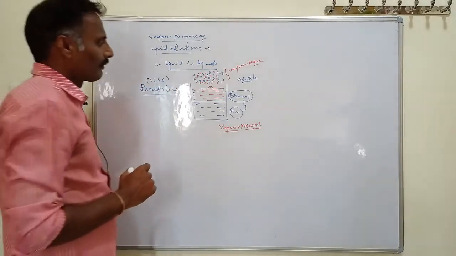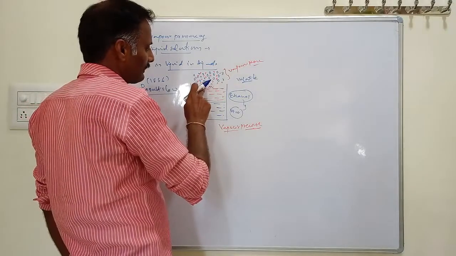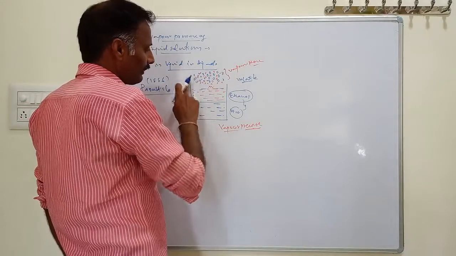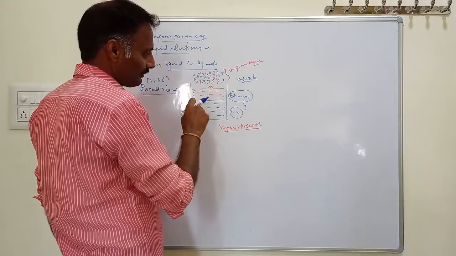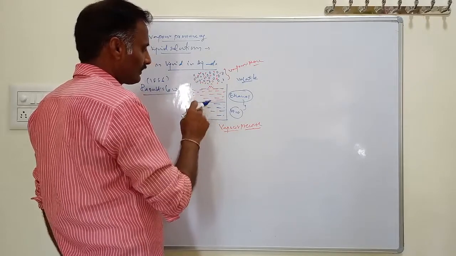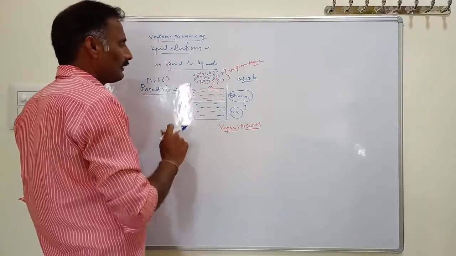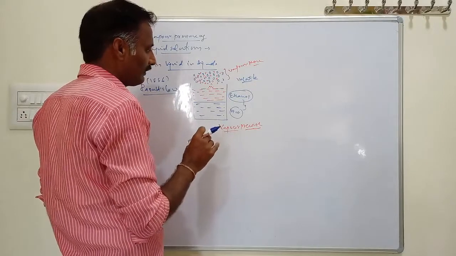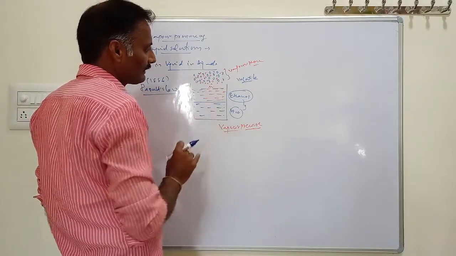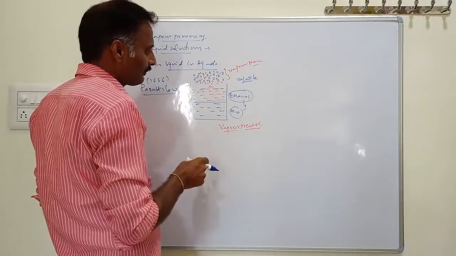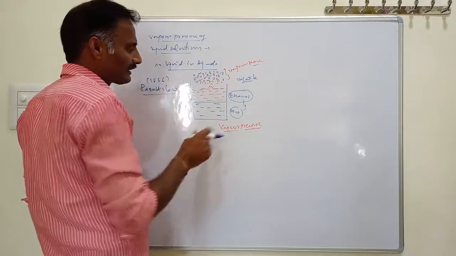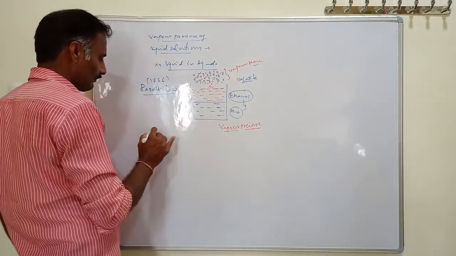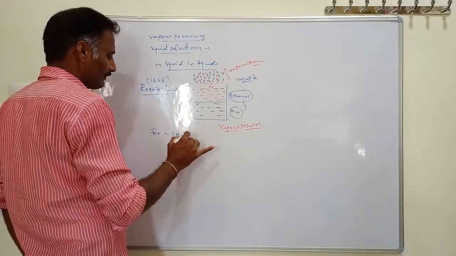According to Raoult's law, for solutions of liquids in liquids, binary solutions, that is, two components, the vapor pressure exerted by each component in the vapor phase is directly proportional to the mole fraction of that component present in the solution. This is the statement, for a solution of volatile liquids.